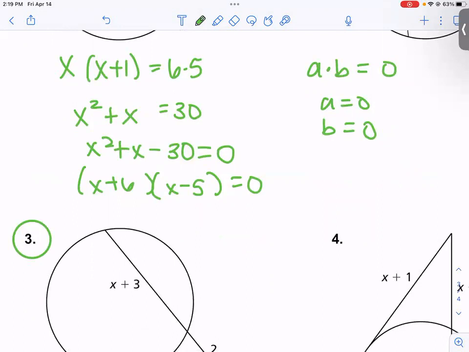How do you get from x squared plus x minus 30 equals 0 to x plus 6 times x minus 5 equals 0? I'm factoring. I'm looking for numbers that multiply to negative 30 and add to positive 1. Positive 6 and negative 5. How do you know it's positive 1? Because that's the coefficient right there. So what does x equal? X equals negative 6 and positive 5.